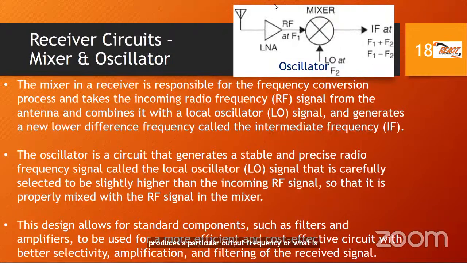So the mixer takes two frequencies in and produces an output frequency or frequencies. The oscillator is locally generated, a little circuit that sends that frequency to the mixer. So that's the relationship between the oscillator and the mixer.